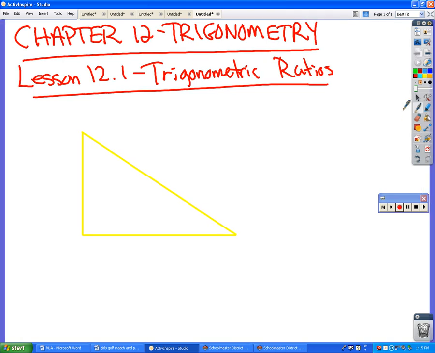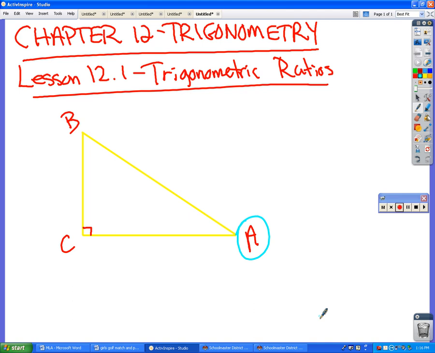You can do it with triangles that aren't right triangles, but it gets a little bit tricky, so you won't learn how to do that until you get to math analysis. If you have a right triangle, what we're going to do is pick an angle that's not the right angle. Okay? So let me label this A, B, and C. So pick an angle, either A or B. A.